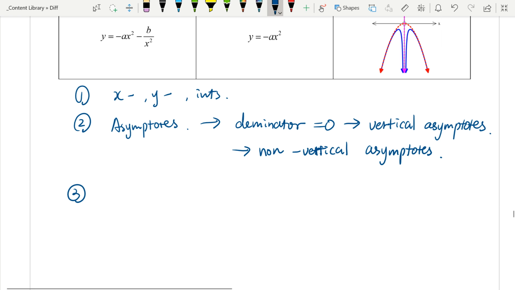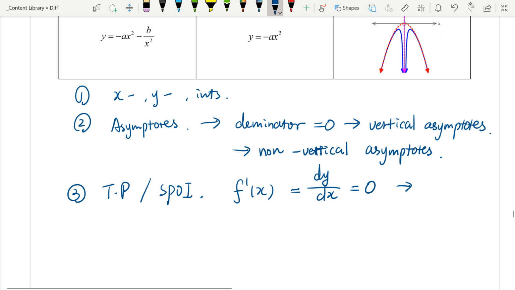What other things may you be interested in? Turning points or stationary points of inflection. So what do we need to do for that? Yes, f dash x or dy/dx equals 0 to find stationary points. Find the coordinates, give the coordinates, because I need to know where that occurs and also the nature. That is a maximum or a minimum, that will affect the shape. So give the coordinates and also give the nature.